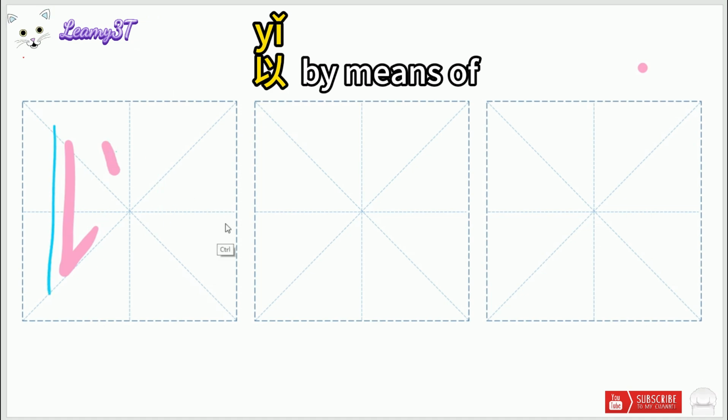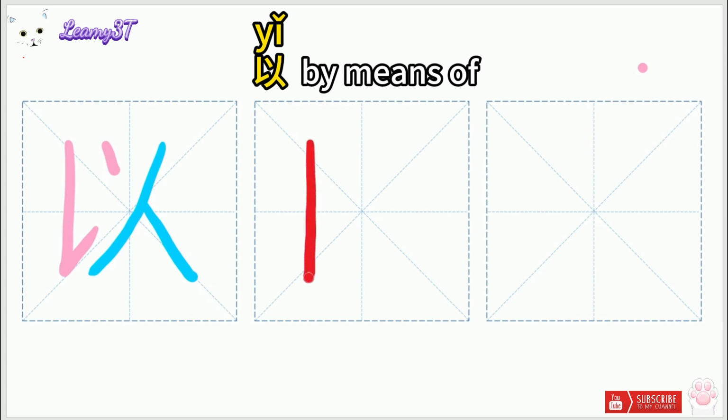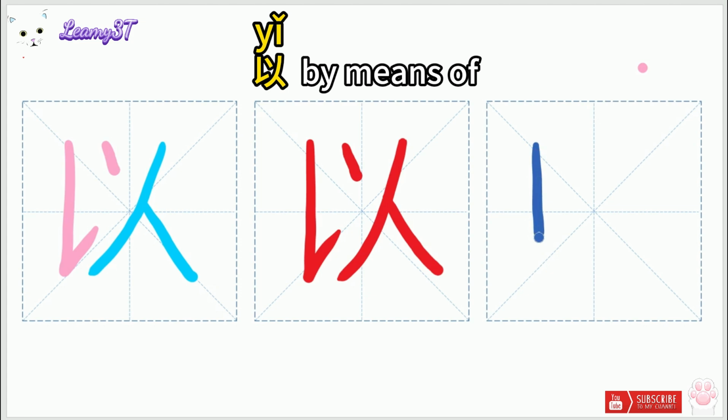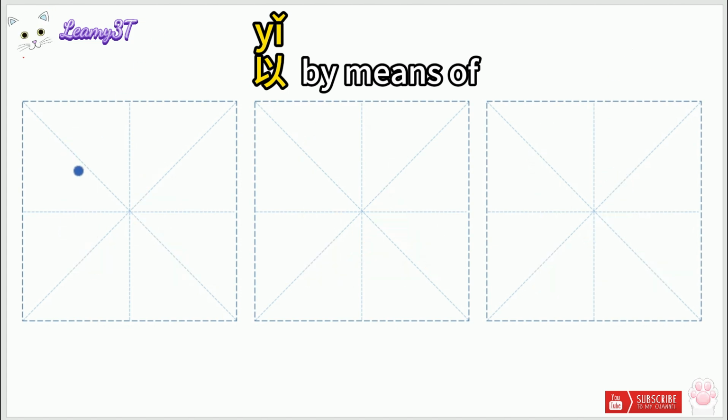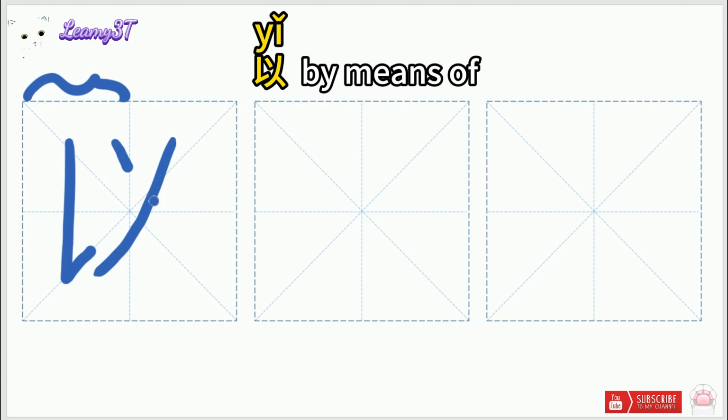Okay, so now let's finish this character's writing. 竖提, 点, 撇, 捺. Again. 竖提, 点, 撇, 捺. Okay, follow me to write one more time. 竖提 is about at the middle of the left side of the square. 点 is kind of the middle. 撇, the right side part. 捺.